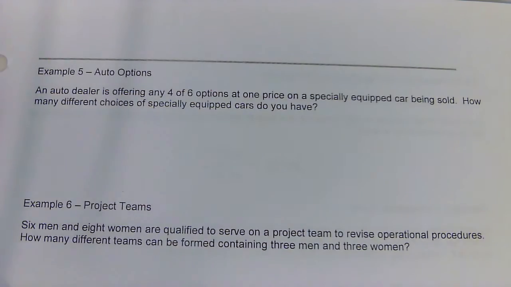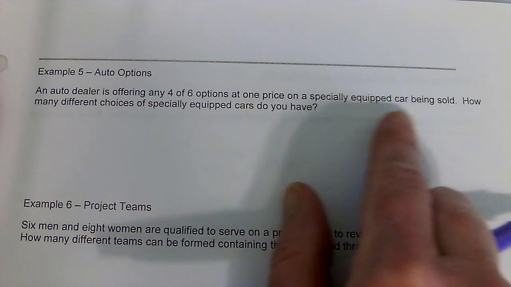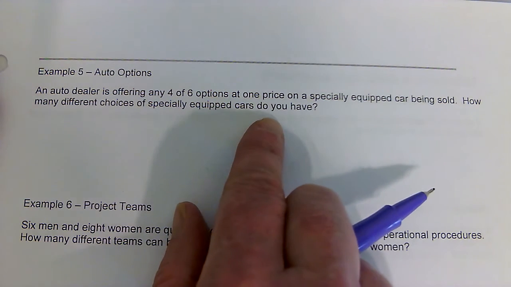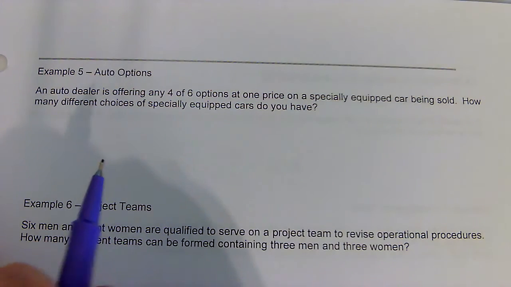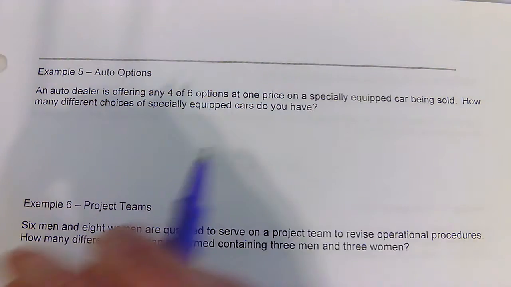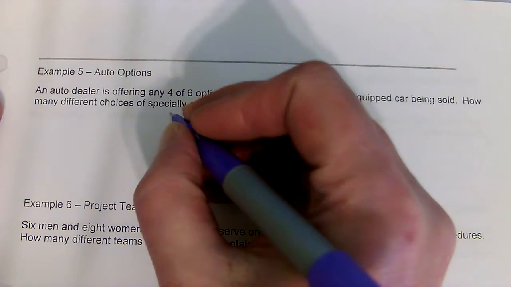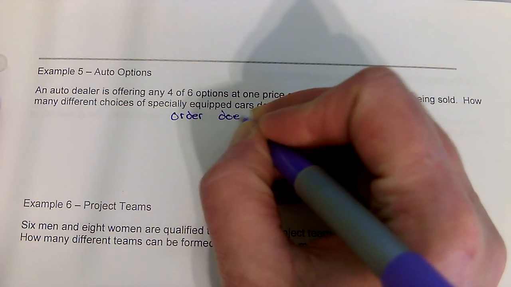An auto dealer is offering any 4 of 6 options at one price on a specially equipped car being sold. How many different choices of specially equipped cars do we have? Notice that the order is not relevant. It's not who's seated where. It's not who's getting what position. Order doesn't matter.